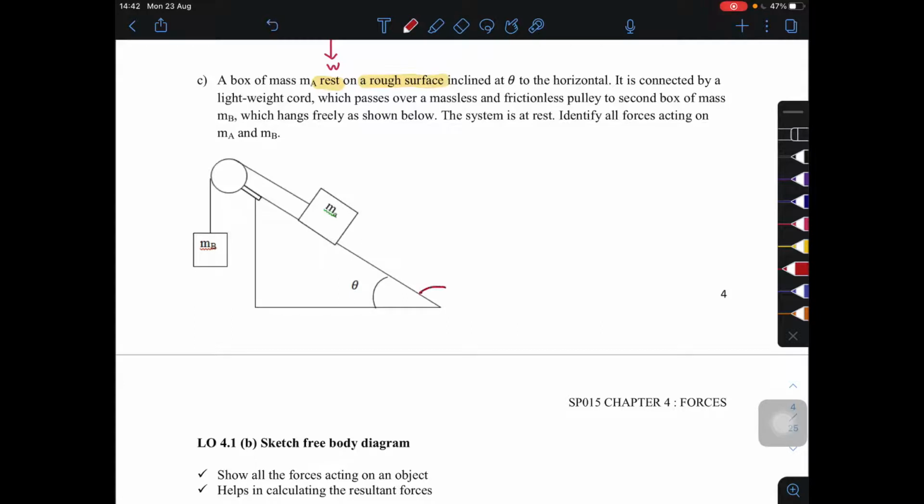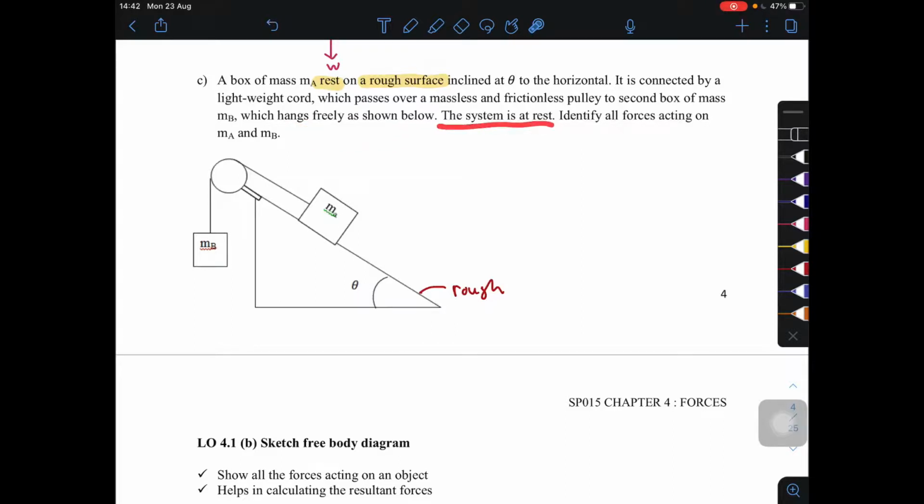So this surface here is a rough surface, and then it is connected by a lightweight cord over a massless and frictionless pulley. So this pulley is frictionless and massless, meaning that this pulley is not considered as an object. Maksudnya this pulley doesn't have a friction force and weight force. And then it's connected to a second box, MB here, which hangs freely as shown below.